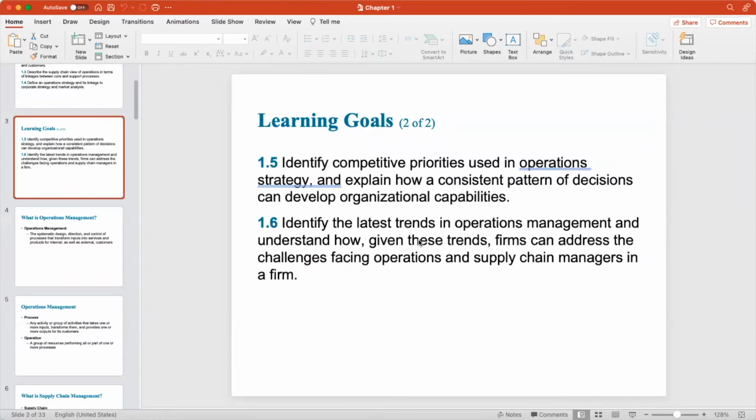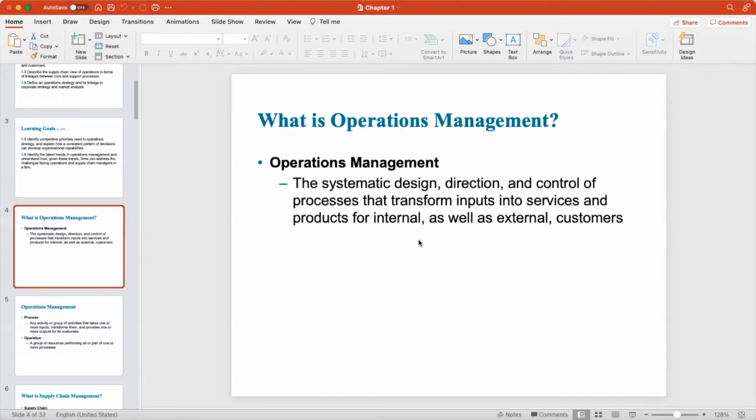All right, now we will also identify some competitive priorities used in operations strategy. We will talk about some of the latest trends in operations management. We will introduce a few quantitative methods within operations management to give you a better sense of how to make the whole operations management more efficient. Okay, we'll just talk about it in a second. Now, let's start from the beginning.